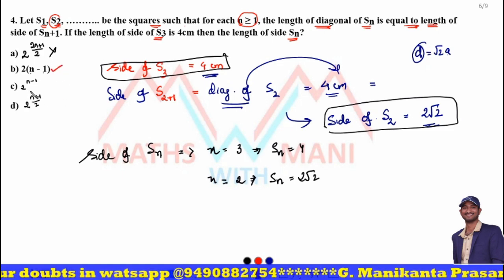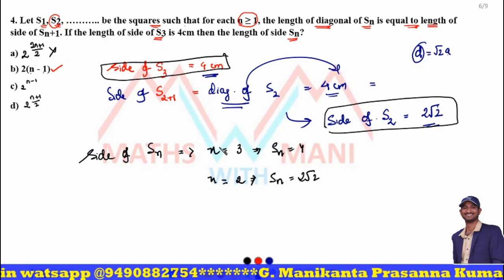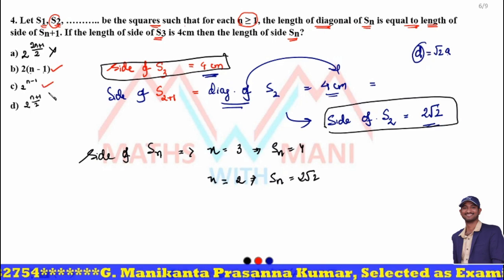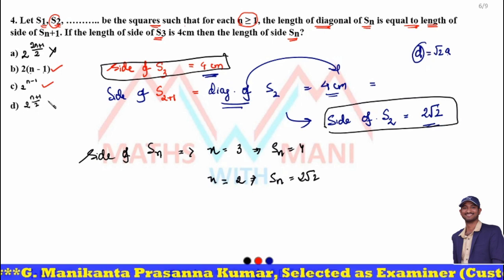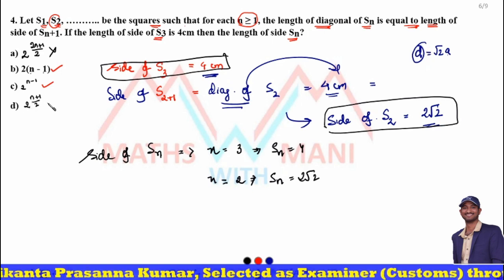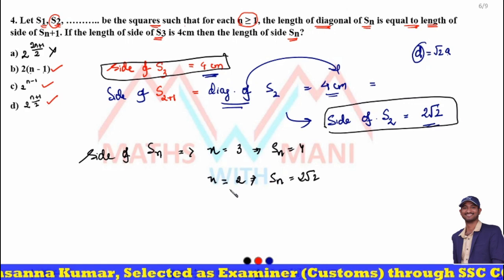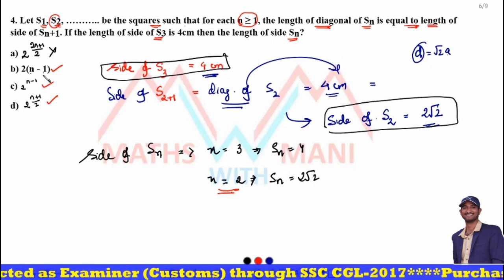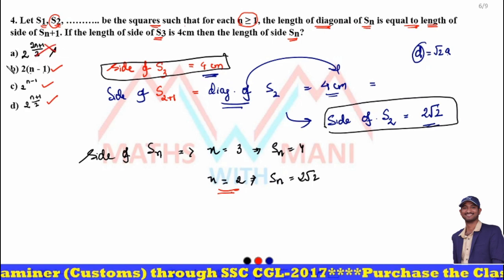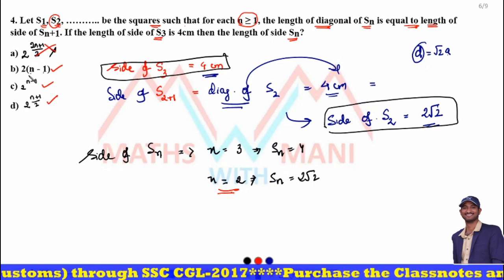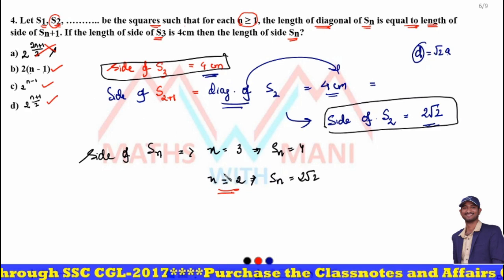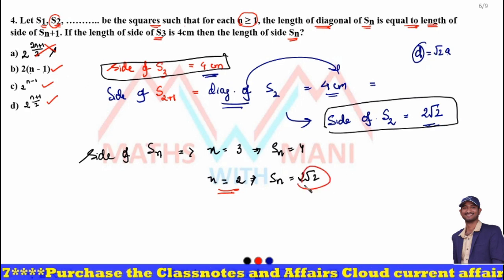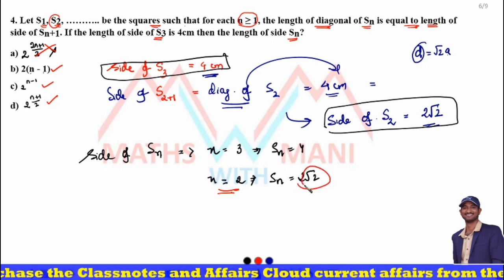Next, third option, 2 power 3 minus 1, which means 2 square, that is 4. It may be the option. And 2 power (3 plus 1) by 2, that is 2 square, 4. It may be the answer. But when I substitute n equal to 2, you can't substitute it in the first option because we already eliminated it. See the second option. If n is equal to 2, 2 into 2 minus 1, that is 2 into 1, 2. But you have to get 2 root 2. So second option is also eliminated.